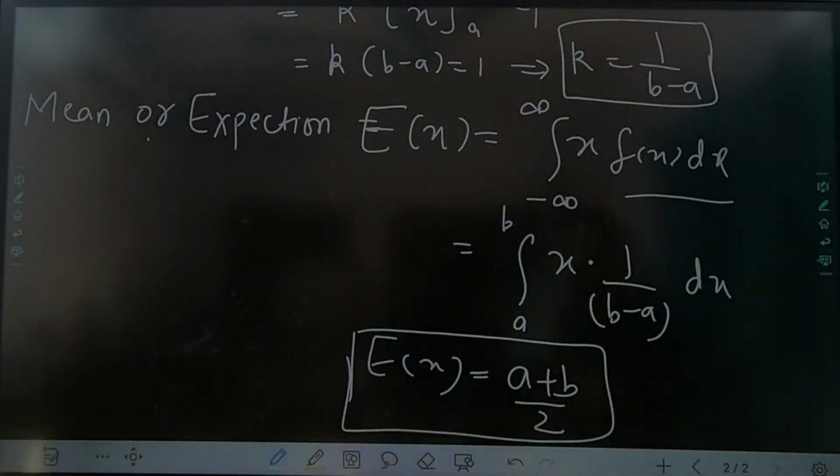So x square by 2 will come. You just put the limit: b square minus a square by 2. Then it becomes b plus a times b minus a, and b minus a will cancel. A plus b by 2 will be left over.